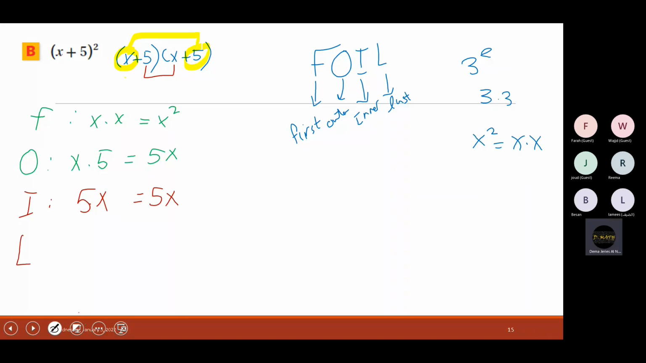And the last one is L, which means the last. I have to see where the last terms are. We said that x and x are the first. So where are the last? 5 and 5, which is 25.